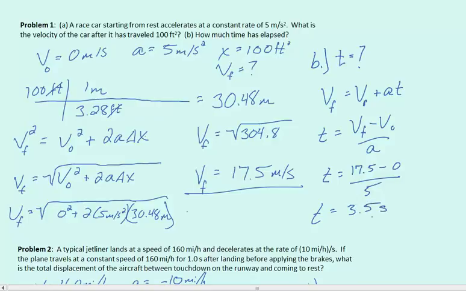When we do so, we see that time is equal to 3.5 seconds. In problem 2, we have a jetliner that lands at a speed of 160 miles per hour and decelerates at a rate of 10 miles per hour per second. If the plane travels at a constant speed of 160 miles per hour for 1 second after landing before applying the brakes, what is the total displacement of the aircraft between touchdown on the runway and coming to rest? So, like we did in our first problem, let's list the information that is given to us.